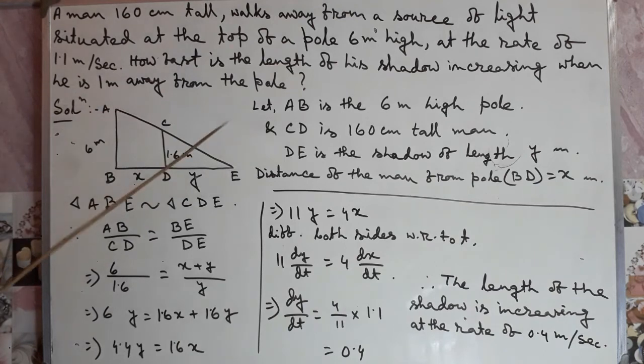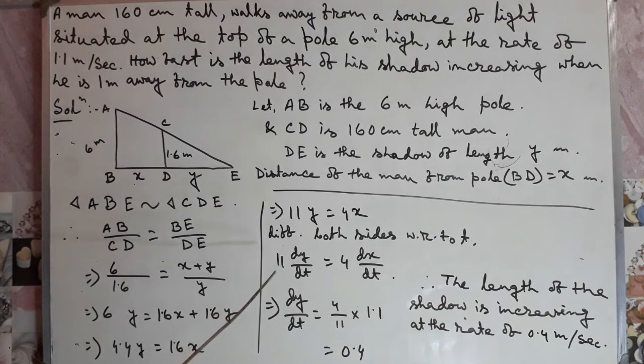Let AB be the pole of 6 meters high, CD the man of 160 centimeters, that is 1.6 meters tall, DE the shadow length, and BD the distance between the pole and the man. Then triangle ABE and triangle CDE are similar triangles. So the corresponding sides are proportional, that is AB by CD is equal to BE by DE. Putting the values and calculating, we will get 11y is equal to 4x.